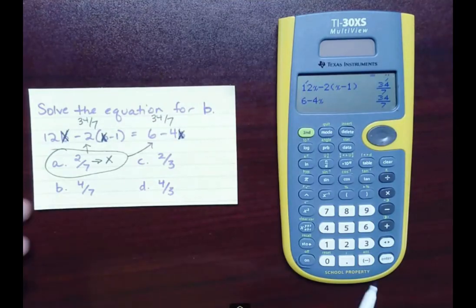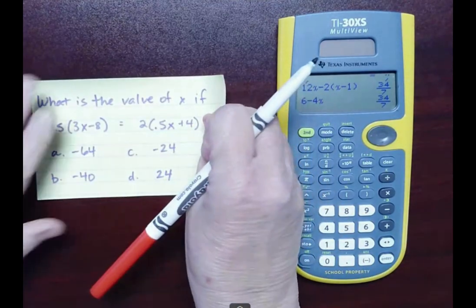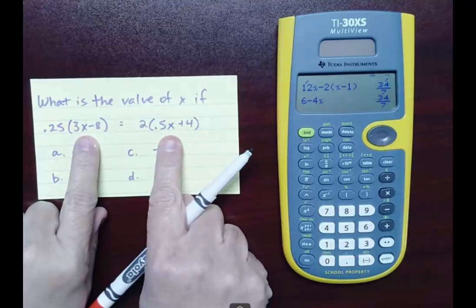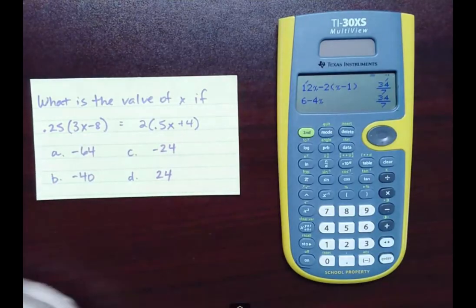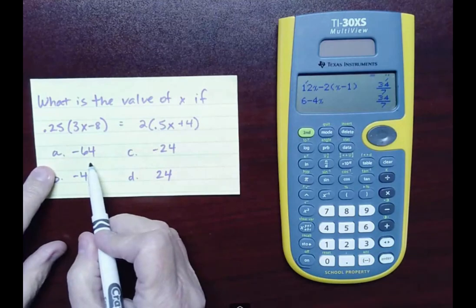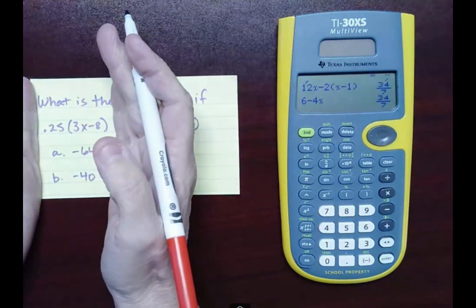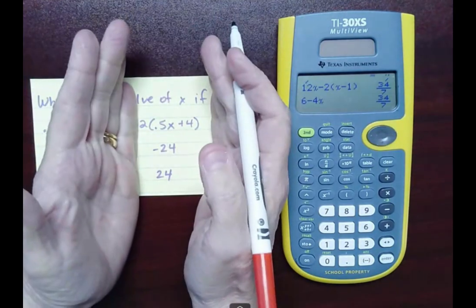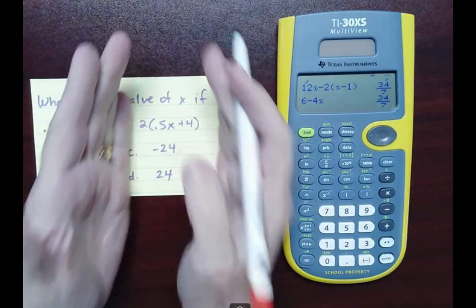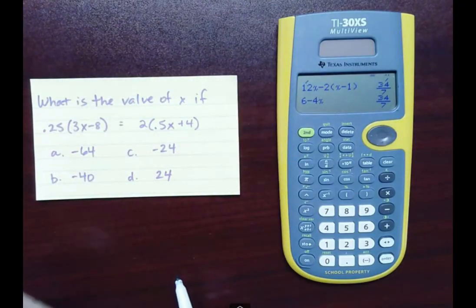Let's look at another example. Okay, once again, I have an x on both sides. I don't have equals a number. So we're going to store our answer choices, type it in the left side, get an answer, type it in the right side, get an answer, and when I find the one answer choice that gives me the same thing on both sides of the equal sign, that's going to be the correct answer.